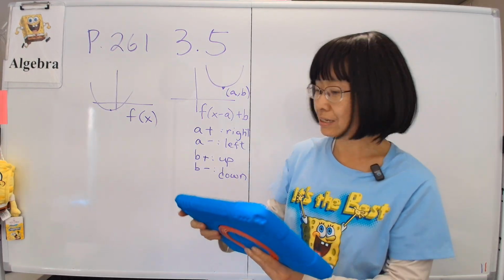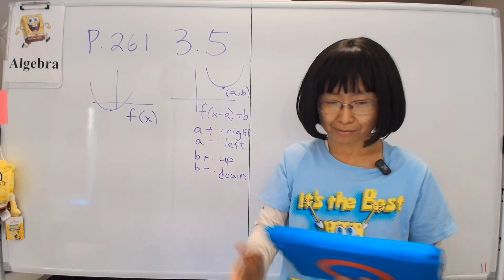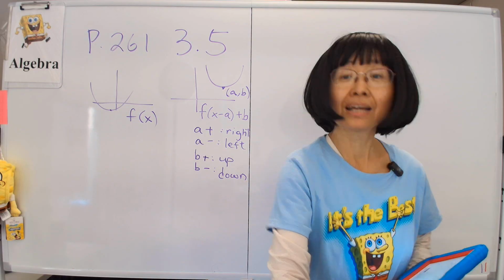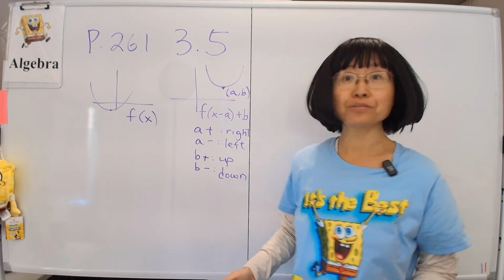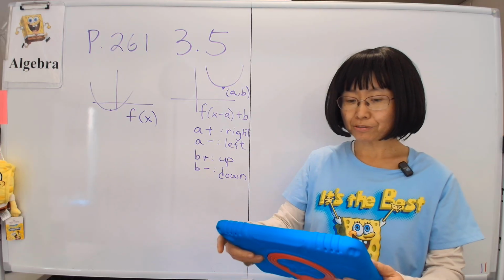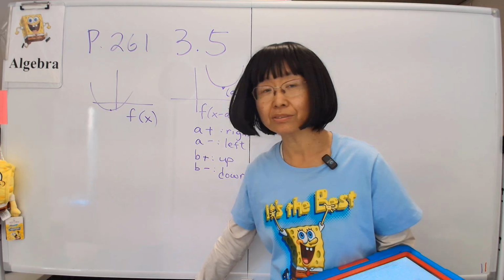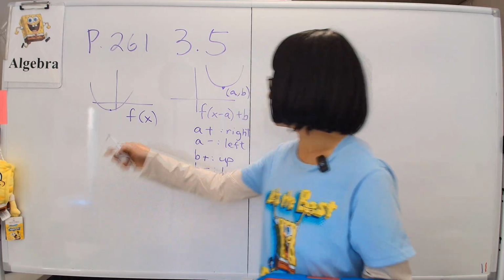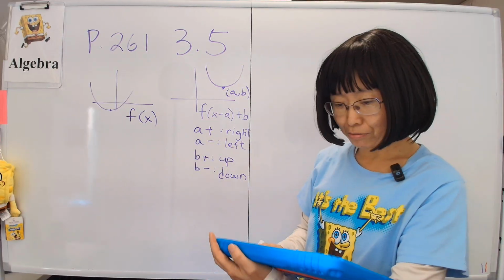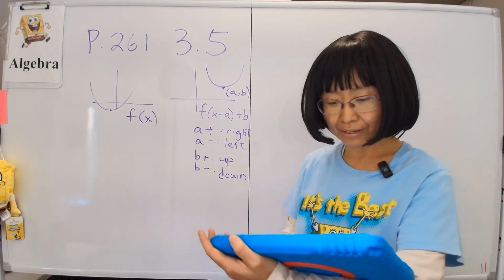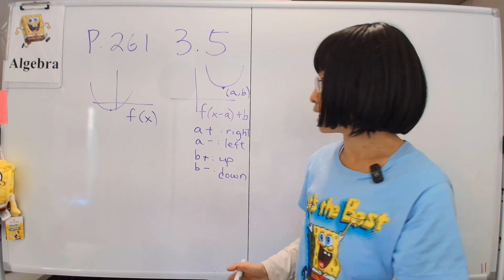Please turn to page... give me a second. Okay, I found my page 261. Please turn to 261 and we'll start at example 5 because the other examples are too tedious. Whereas the concept is quite simple. Let's consider, for example, f of x equal to x squared.